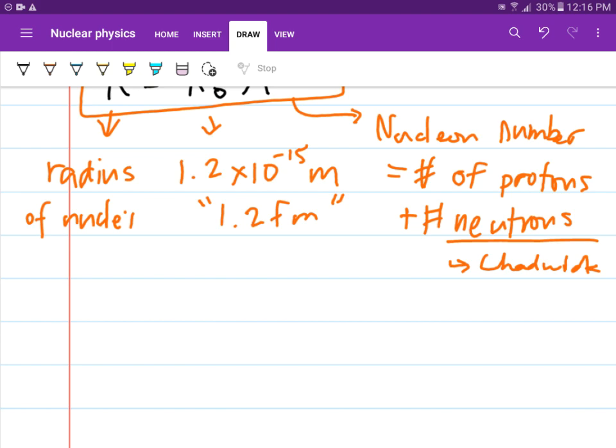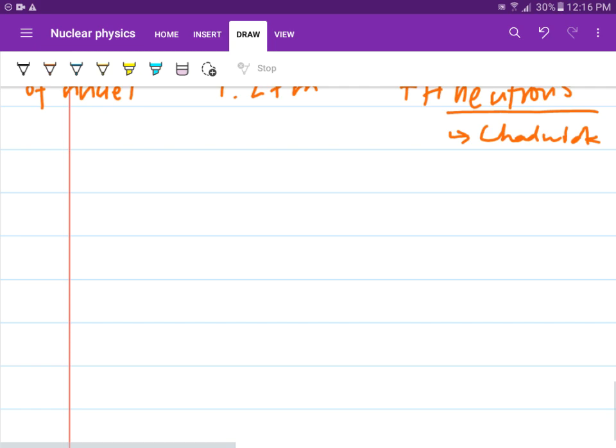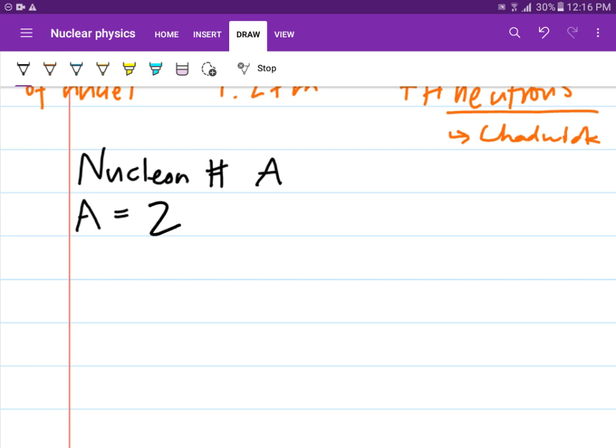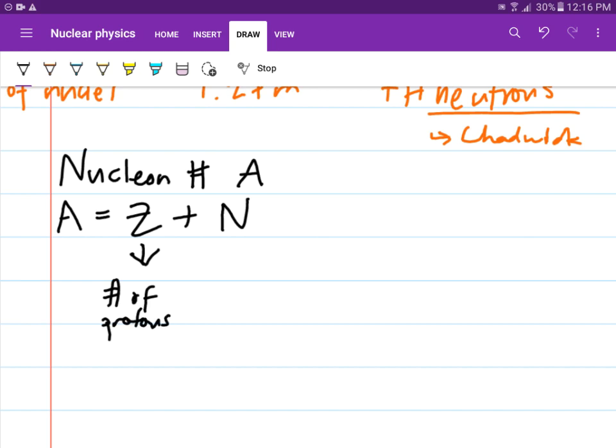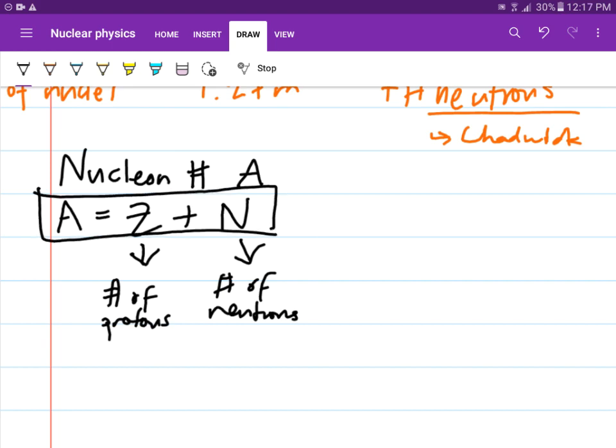So the nucleon number A, as we have said earlier, is equal to the number of protons, Z, plus the number of neutrons. So Z gives you the number of protons, and N would be the number of neutrons. So we will be using this formula: A equals Z plus N. A is also sometimes called the mass number.